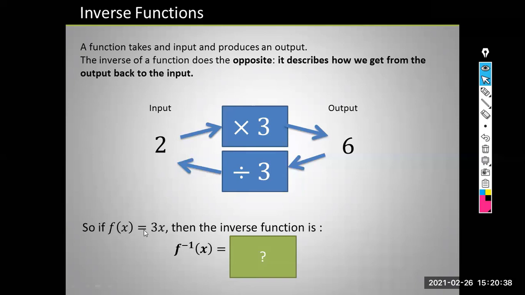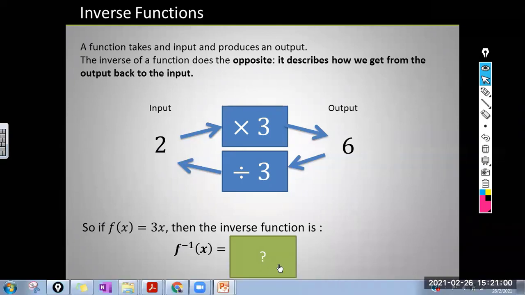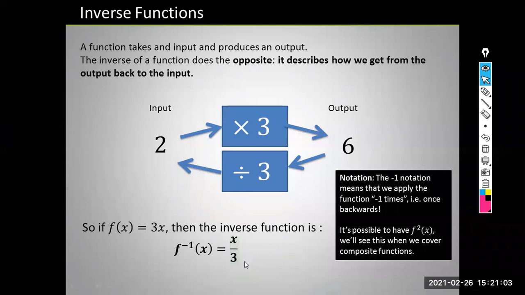Okay, so if f(x) is equal to 3x, then the inverse function is what? The original function, you multiply input by 3. So the inverse will be x divided by 3. Yes, divide by 3. So your value of x you need to divide by 3. The notation for inverse will be f to the power of -1 because we apply the function backward one time. Then we can also have f to the power of 2. This one will be a composite function.